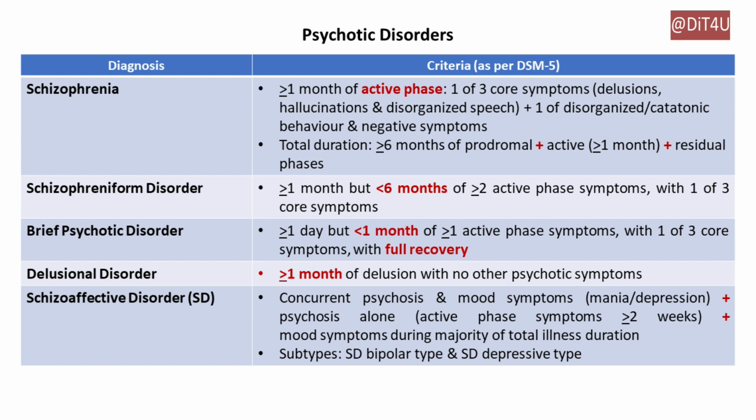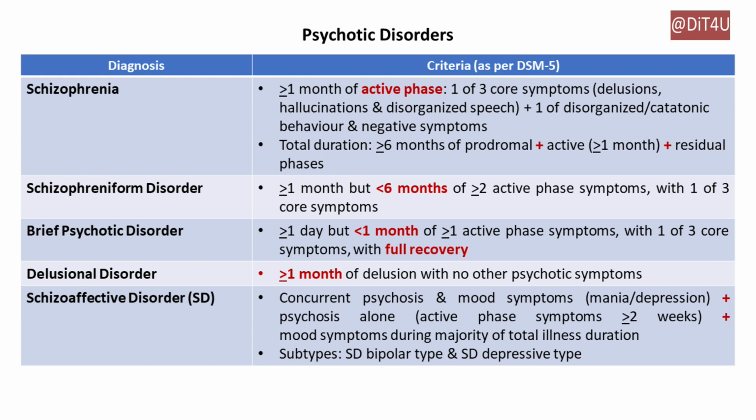Total duration of illness in schizophrenia: 6 or more months have to be present. During those 6 or more months, there will be a prodromal stage, which means before the acute phase, and the active phase, as we have mentioned, 1 or more than 1 month, characterized by all those symptoms. And the residual phase, which means after the passage of the active phase. Totally, it should be 6 or more months. Then you have schizophreniform disorder, where the duration is less, that is 1 or more months, but less than 6 months. And you need 2 or more active phase symptoms, out of which one of the 3 core symptoms has to be present.